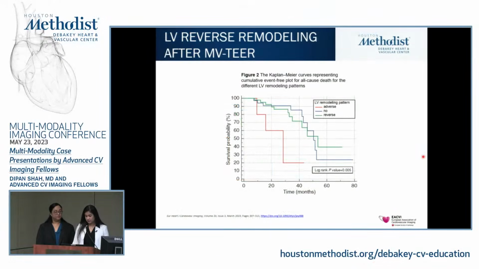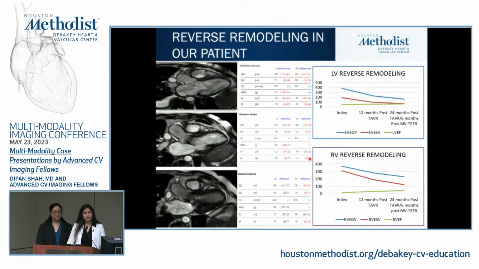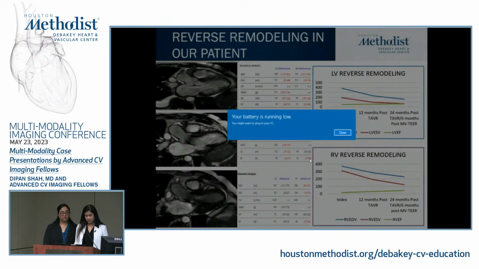Further, they also looked at the relationship between different LV remodeling patterns and outcomes, which is depicted here. And patients with adverse remodeling died earlier and more frequently. Following up with the impact of fixing the valves on the left ventricle and right ventricle for our patient, there was substantial reverse remodeling noted, as we can see here.